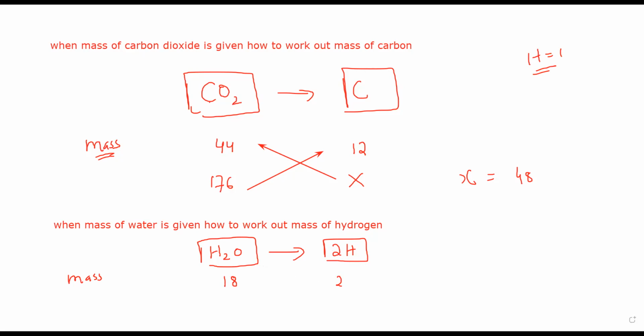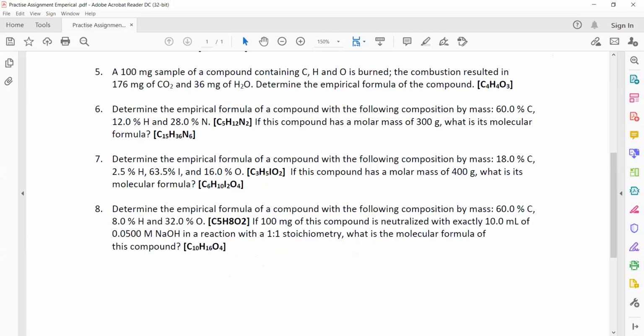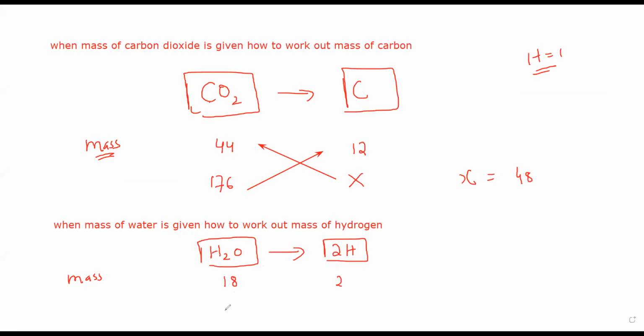And in the question, how much water is given to us? We have 36 milligram of water. So if we have 36 milligram of water, how much hydrogen will be there? Let the mass of hydrogen be X. We cross multiply: 18 multiplied by X is 18X. So 18X is equal to 72, or X is equal to 4.